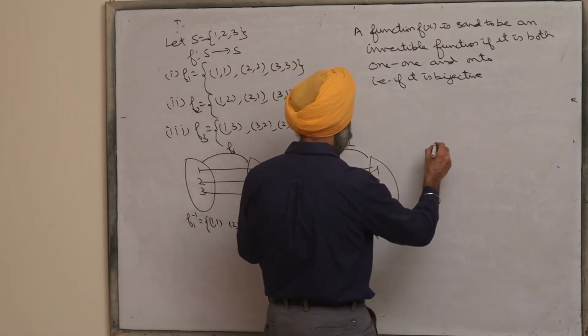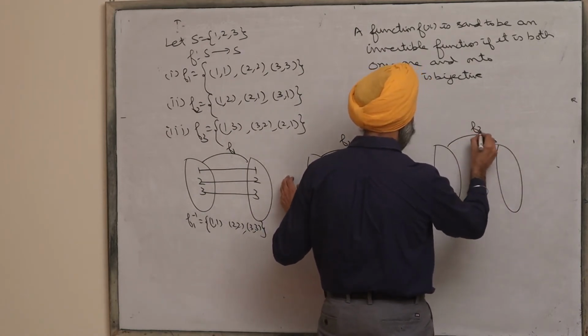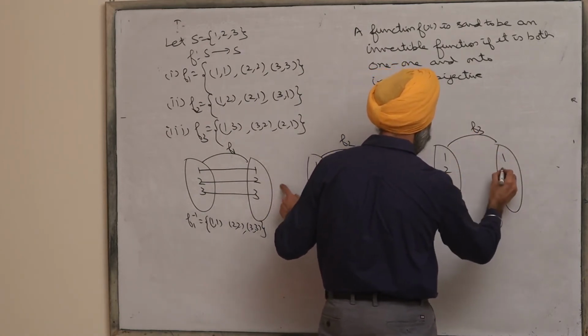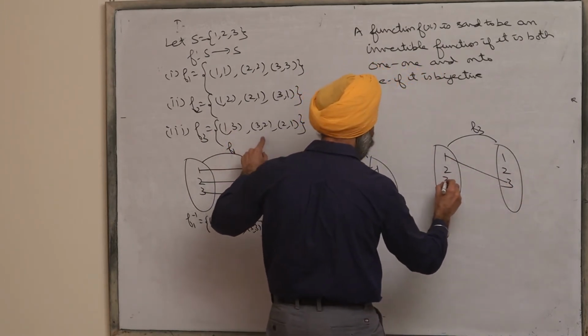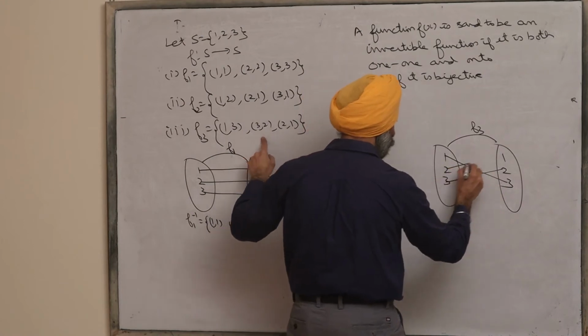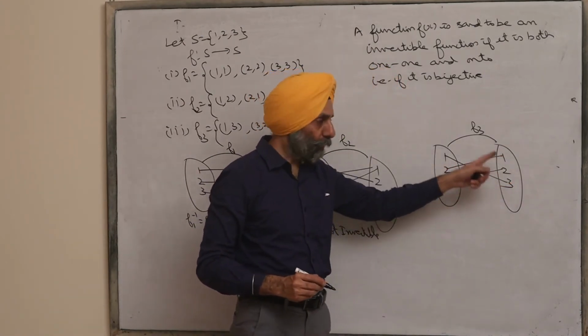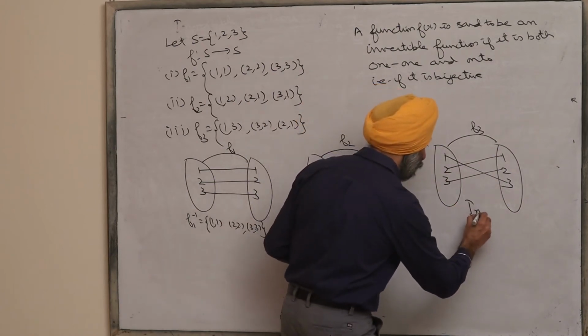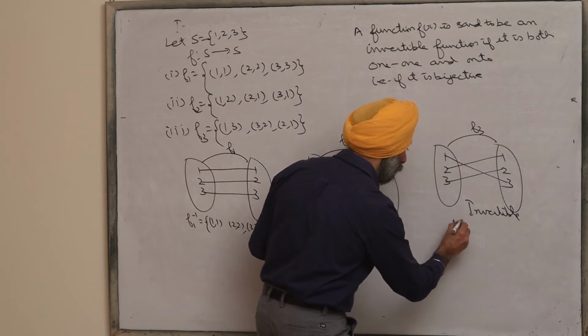Now come to the third one. Third is f3, 1 2 3, 1 2 3. We have 1 3, 3 2, 2 1. You can see that it is both one-one and onto, hence invertible. So if it is invertible, then what is f3 inverse?